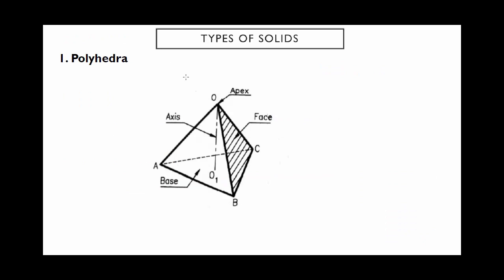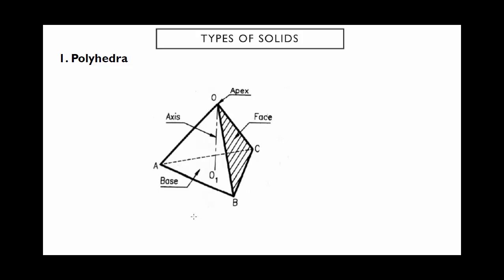Now we will have a brief introduction of various types of solids. First is polyhedra. As shown in the figure, you can see that it consists of a base, it has an axis, it has faces, and the topmost point is known as the apex point. ABC is the base of the polyhedra, whereas O and O1 is the axis. This point O is known as the apex point. It consists of various faces such as ABC, ABO, and PCO.